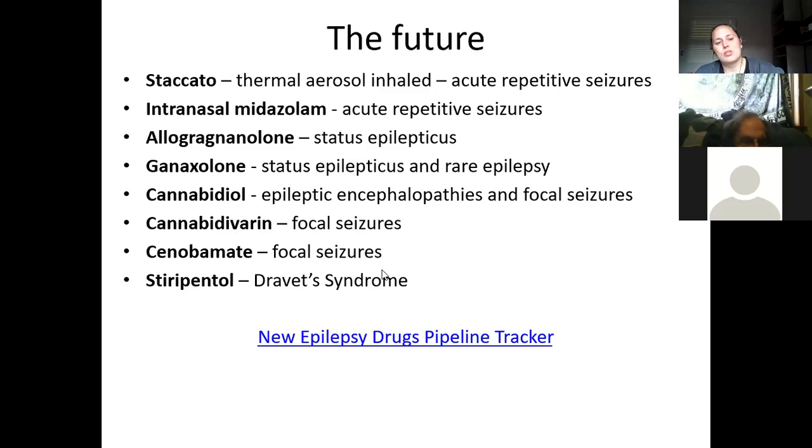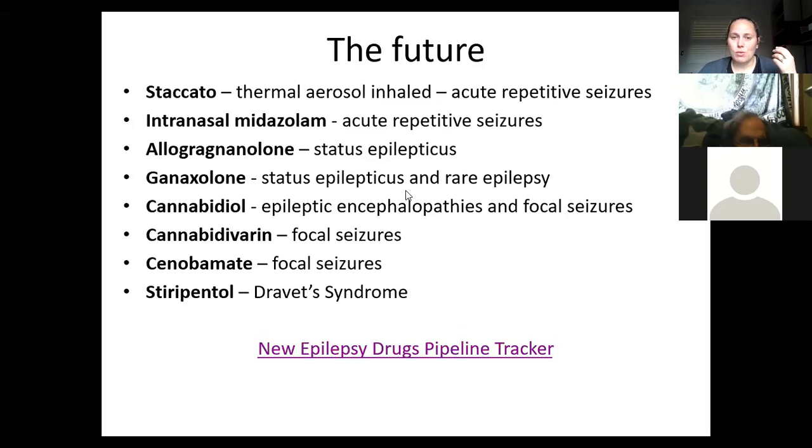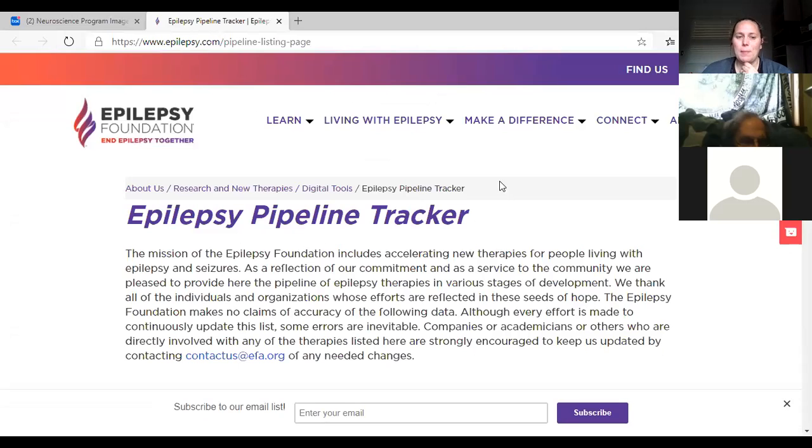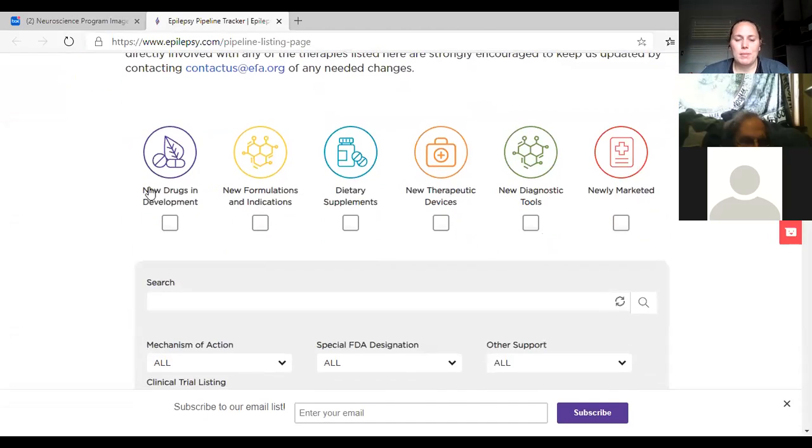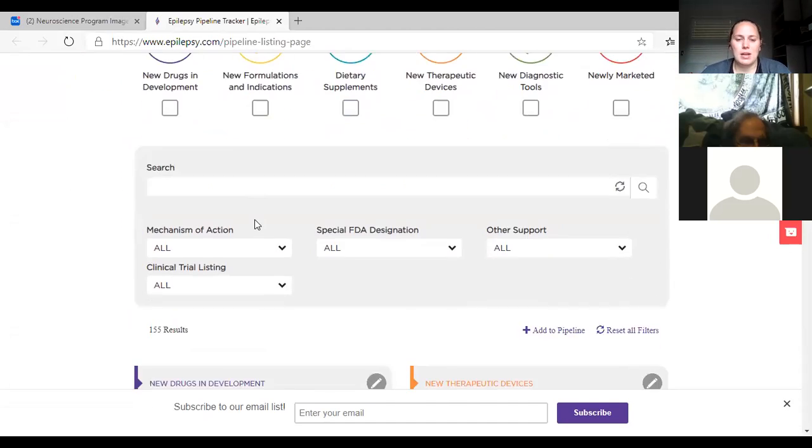Cenobamate for focal seizures, and stiripentol, which we discussed very briefly for Dravet syndrome. Something that might be worth checking out too, as new and young pharmacists, being on the forefront of science is always very important. So here I just included a link for the epilepsy pipeline tracker, so you can see some of the new drug developments that are being made here.